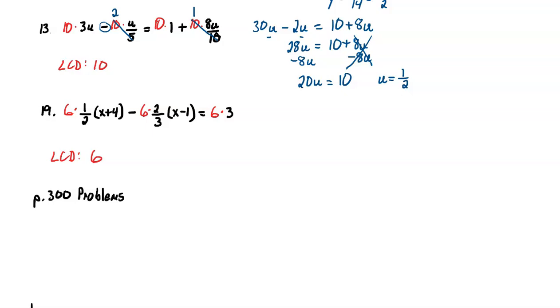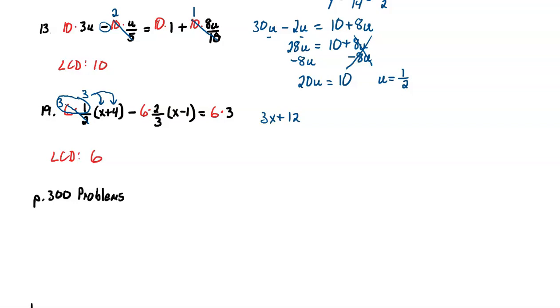Now the canceling. 6 over 2 reduces to a 3. 3 times 1 is like this part here being a 3, and that can be distributed to the binomial. That makes 3x plus 12.